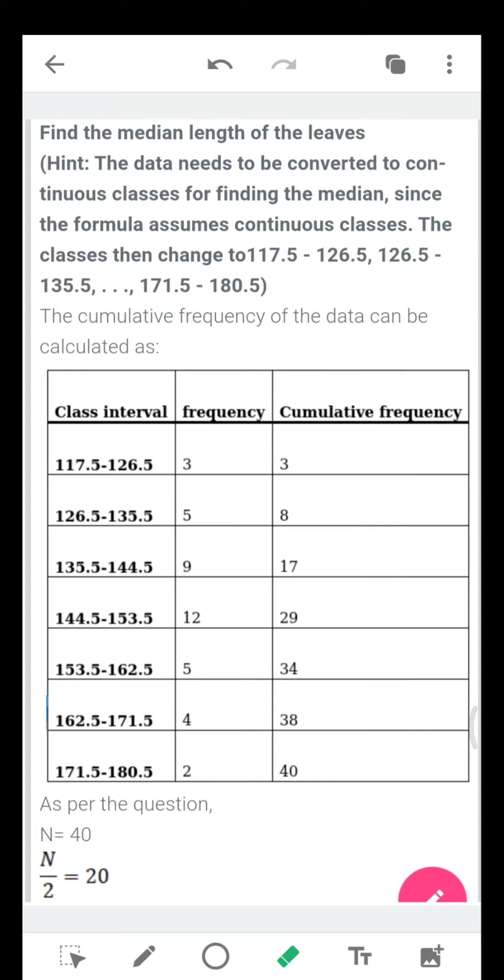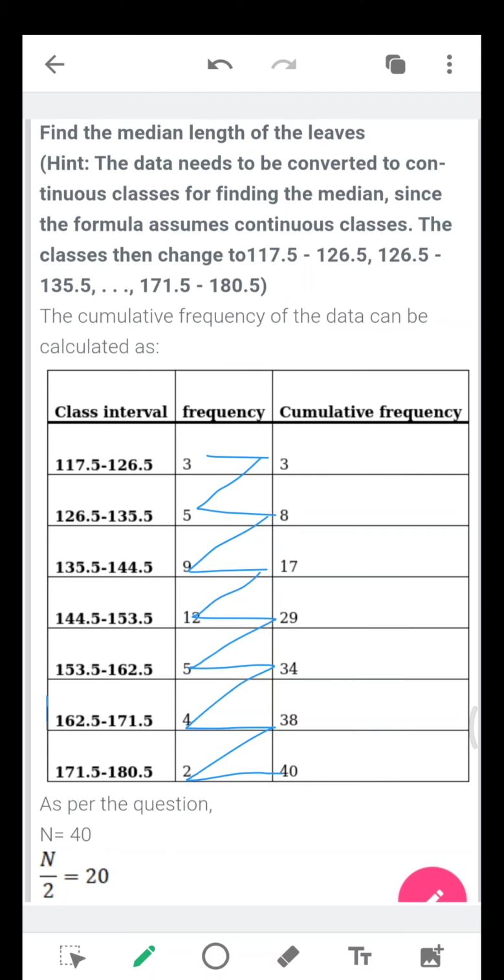We find cumulative frequency. You know that very well, how we find cumulative frequency. That is 3, then 3 plus 5 is 8, then 8 plus 9 is 17, 17 plus 12 is 29, 29 plus 5 is 34, 34 plus 4 is 38, 38 plus 2 is 40. Zigzag. Okay, we go in the zigzag way to find the cumulative frequency.